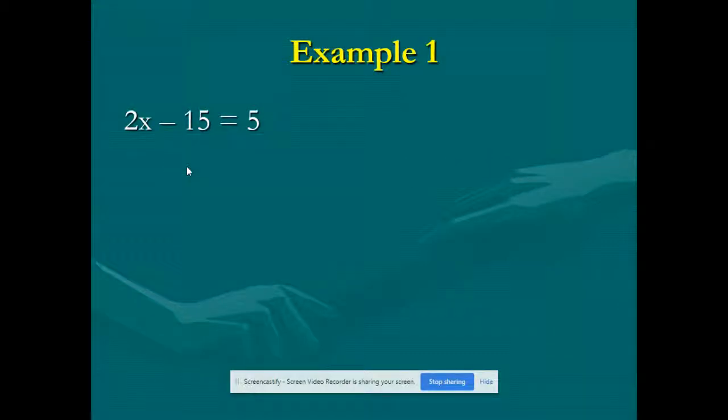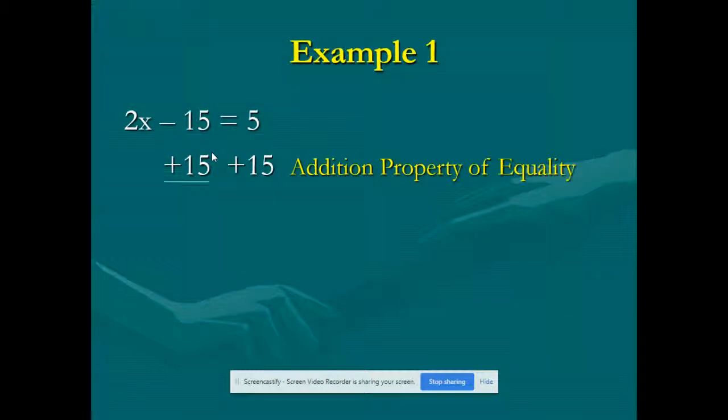Example 1: we've got 2x take 15 equals 5. The first thing we do is our addition or subtraction first. So subtraction is here. And remember, it's always on the side where the variable is. We know we've got to do the opposite of take 15, which is add 15. So we add 15 to both sides. By adding 15, it crosses those two out, and 5 plus 15 gives you 20. So now you've got 2x is equal to 20.